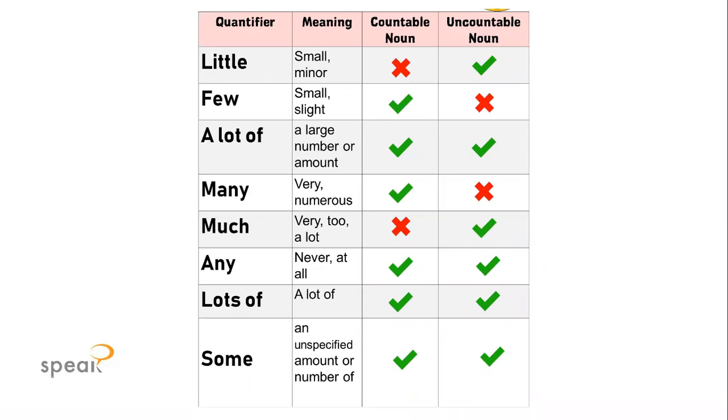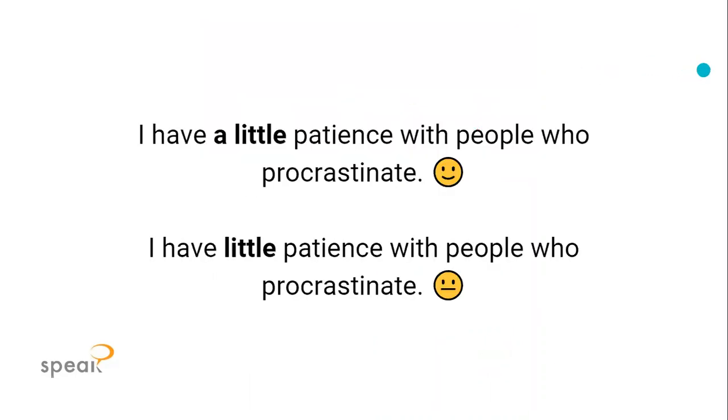A and an mean un o una. Okay. So, for example, I have a book. Yo tengo un libro. But what happens if I want to say, yo tengo unos libros? So we will use some, okay? It means unos, unas. I have some books, okay? So please guys, don't get confused. Now let's continue.